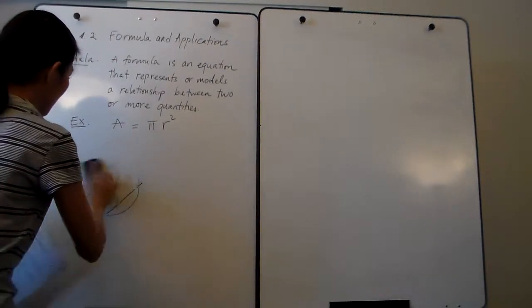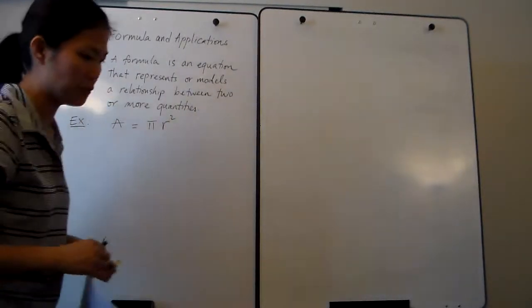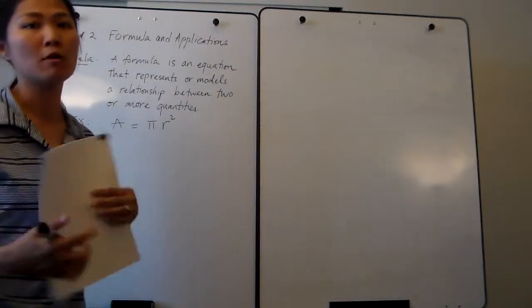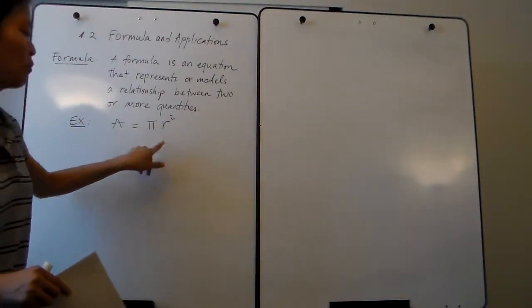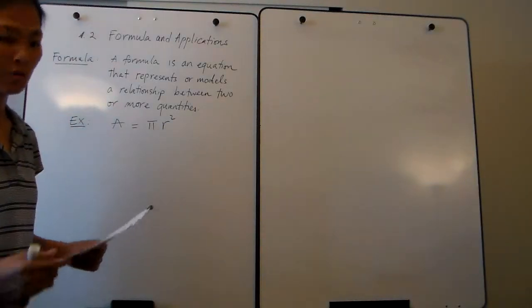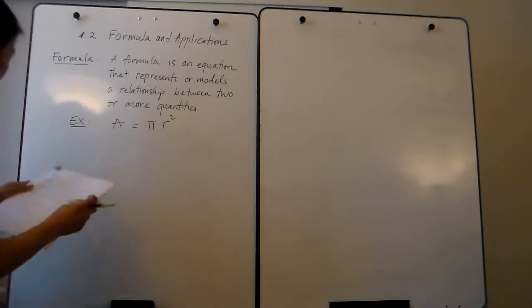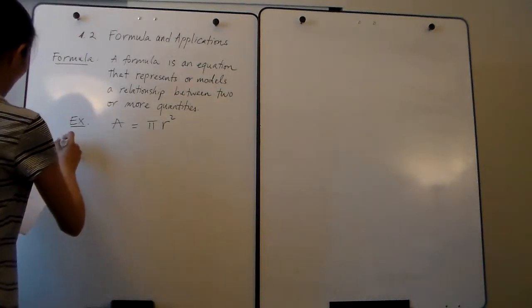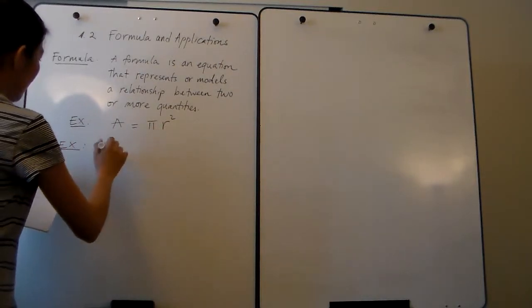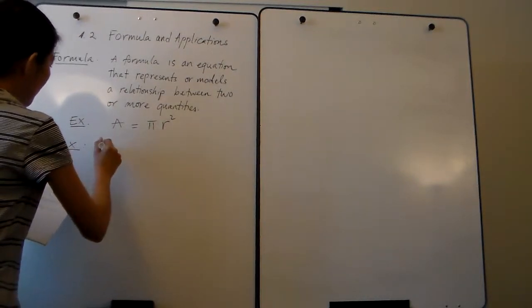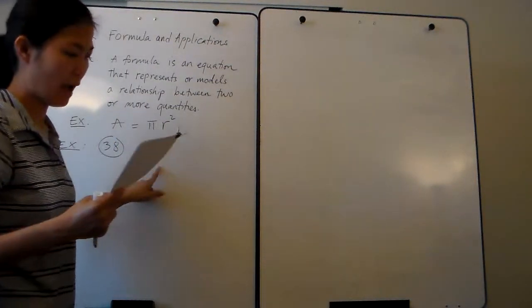All right. Well, this section is more about learning the applications and learning how to solve the formula or the equation for the variable we're looking for. Those are only two main goals. So let me start with the example. This is number 38 in your book. I'm not going to write down the problem, so I'm going to read it over.